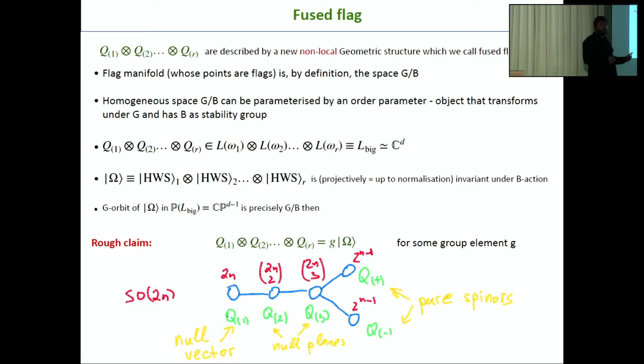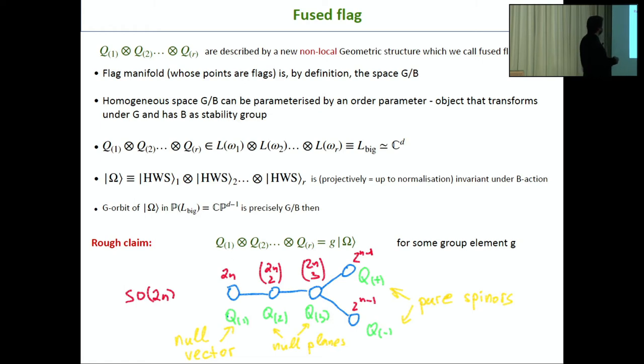Well, in physics, it's called an order parameter in phase transitions. We take an object that transforms under the action of G, and which is also invariant under the action of B. If you want to break symmetry from G to B, you find an order parameter which is preserved by B, but changes under G. If this is an object which has stability group B and transforms under G, the orbit of this object under G is exactly your homogeneous space G quotient B.